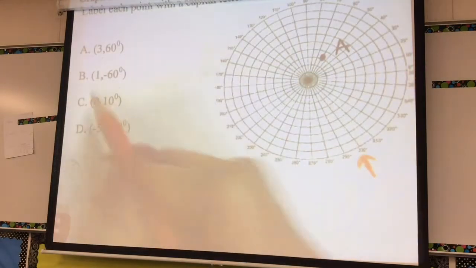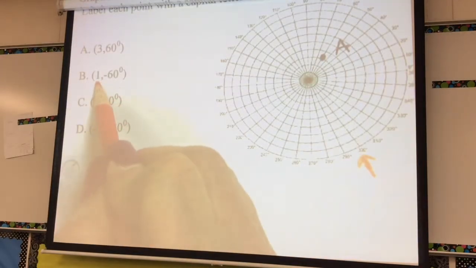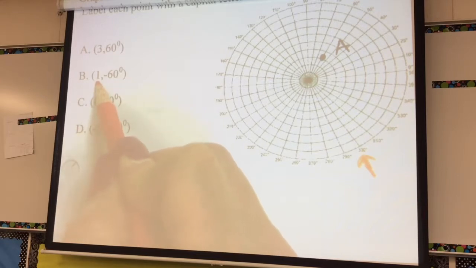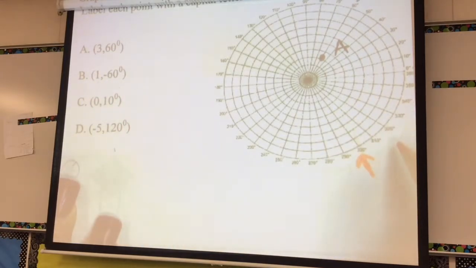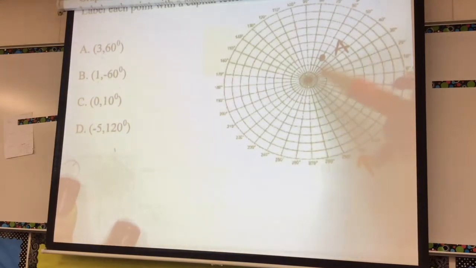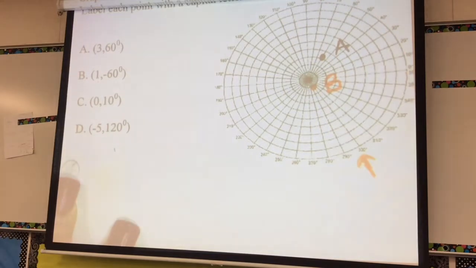Now, I have to decide. It's a positive 1 radius. So, Cora, should I back away from this angle or go towards it? Towards it. But I don't move too much. I just move 1 circle away from the pole. So you can barely tell the movement. But I'm right here, and there is B.